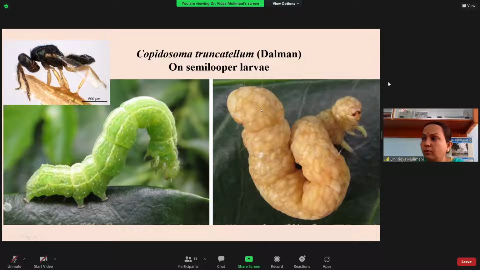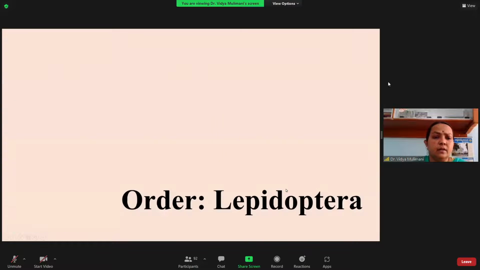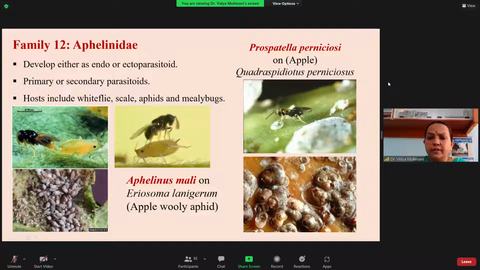Because of the polyembryony, they multiply in large numbers, and the entire caterpillar will be filled with the pupae. You will get 200 to 300 Copidosoma. So this is what you call polyembryony. And Copidosoma truncatalis comes under the family Encyrtidae. And last, finally, another family you have is the Aphelinidae.